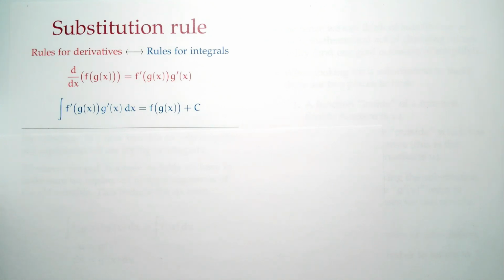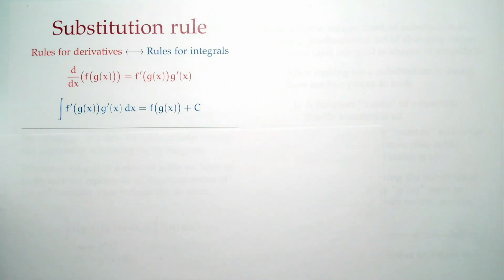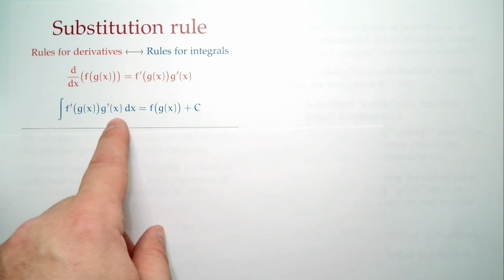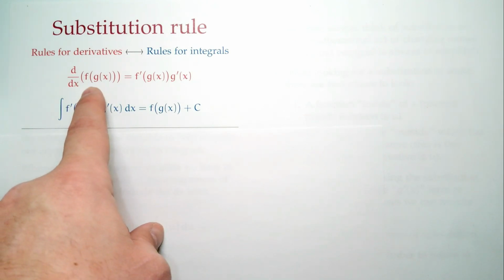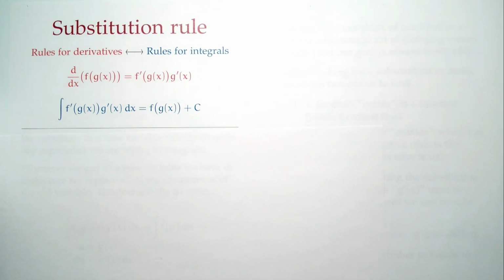Every rule for integration comes from a rule for differentiation. And this is the one that comes from the chain rule. So the chain rule says if I have a function inside of a function, f of g of x, and I take that derivative, then I'm going to get f prime of g of x times g prime of x. So now what do you do? You take the antiderivative of both sides. So if I take the antiderivative of this side, well, that's the antiderivative of f prime of g of x times g prime of x. And therefore, it's the antiderivative of this side, which is f of g of x, plus some constant. All right, so that's the idea.